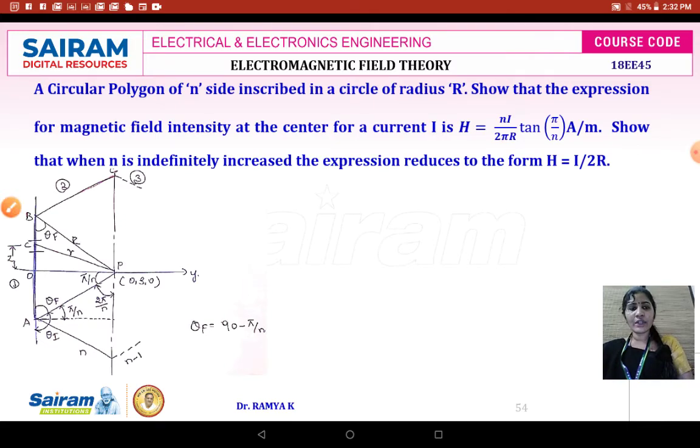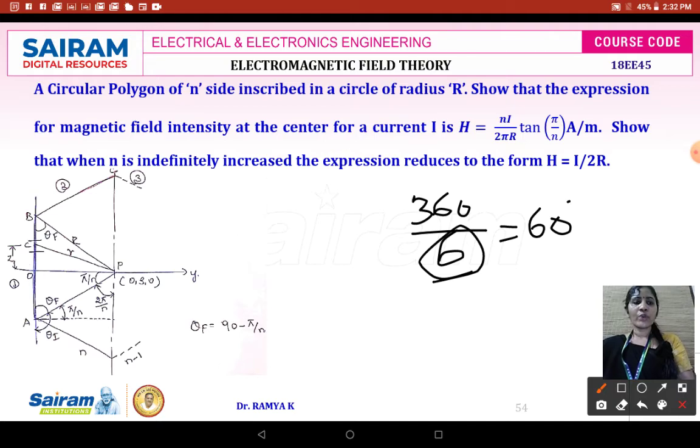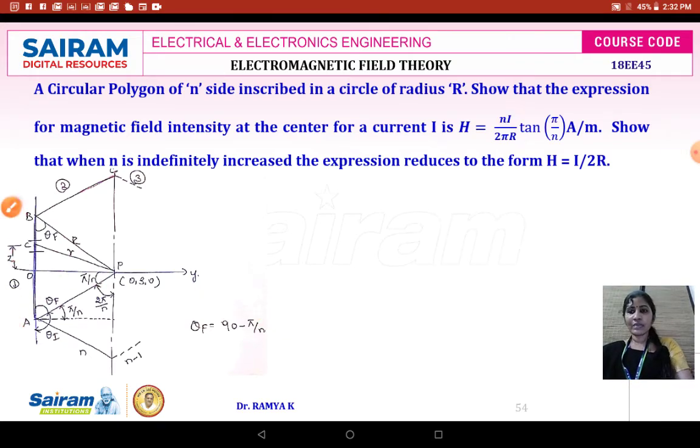Here also what we can do is, it is going to be theta f. It is going to be theta I. When you have n sides, that is the angle between any two sides is nothing but 360 divided by 6 in case of hexagon. So the angle between any two points is going to be 60 degree. Here also you can write it, when you have n side polygon, side number 1, side number 2, side number 3, and likewise it goes on till side number n, and this is going to be n minus 1.